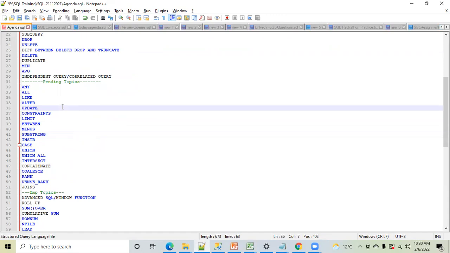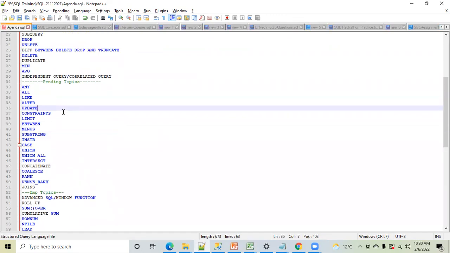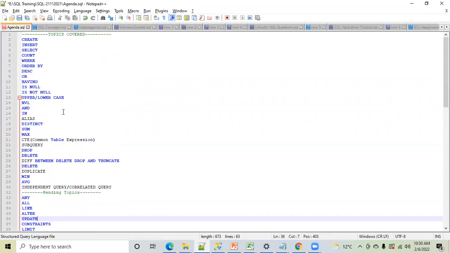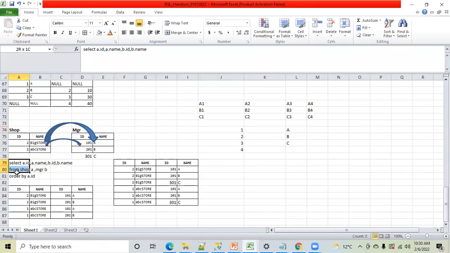So whenever the situation comes, we are going to use cross join. Oh, sorry, I confused you guys. See, this is nothing but cross join only. We can write it in another way as well, using the cross keyword.